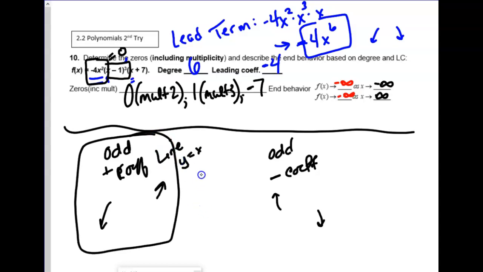So if you get confused, think of the line y equals x, it would look like this, right? That's all the relatives of the odd degree. They go down on the left and up on the right. The exception to that would be a negative coefficient, which would reflect it. Okay. Got it? Good questions.